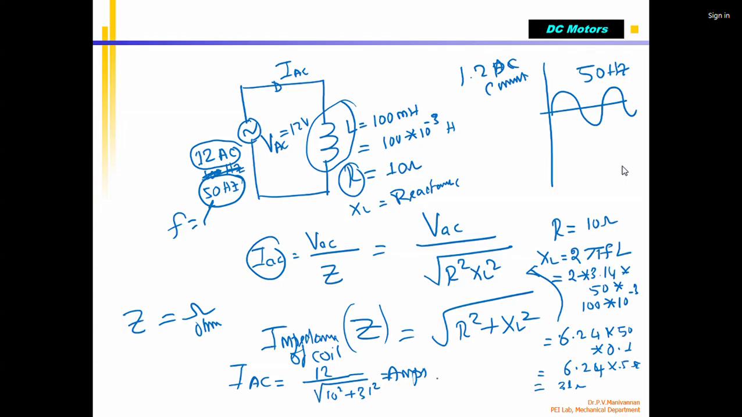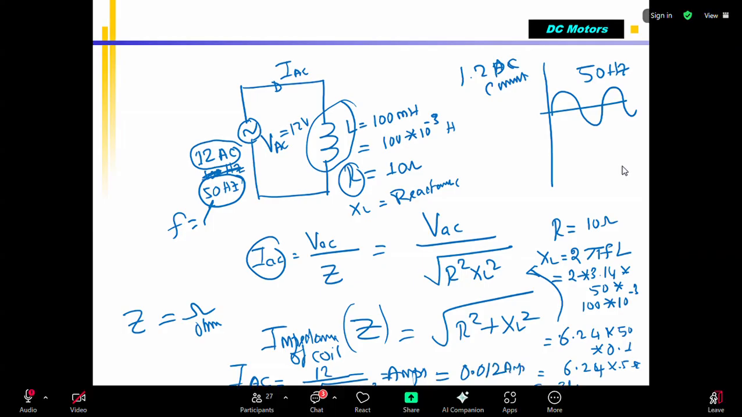So you can see that the current will become 0.011, 0.012 amps. Thank you very much. Okay, so current will become... This is for 50 hertz. For example, I have a power supply which is 100 hertz.